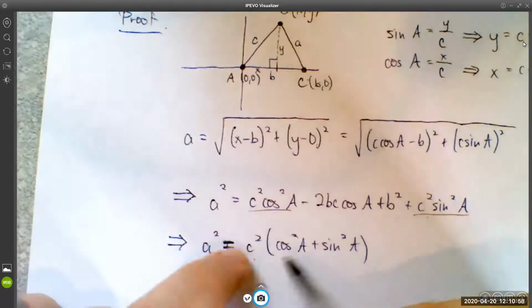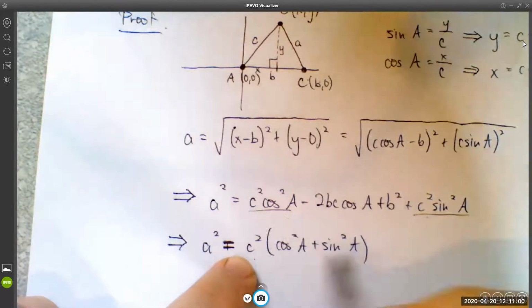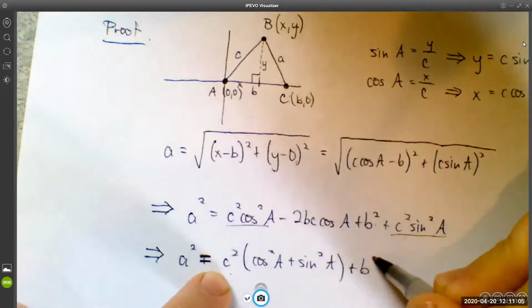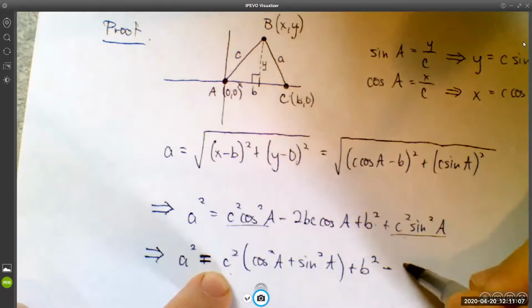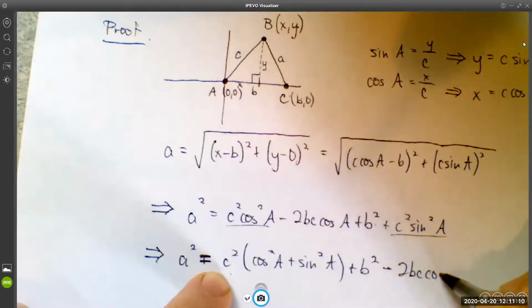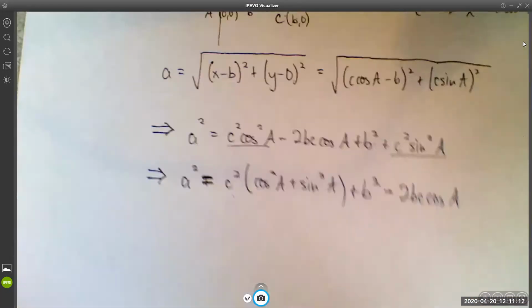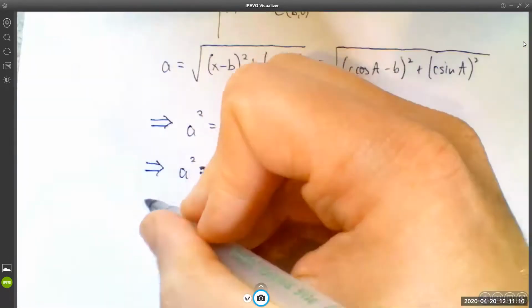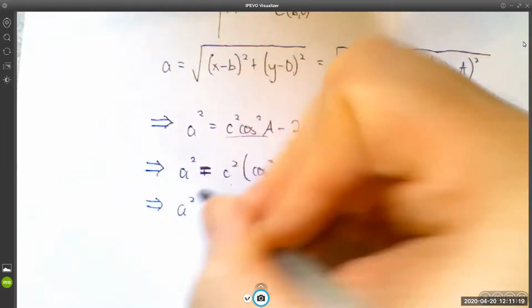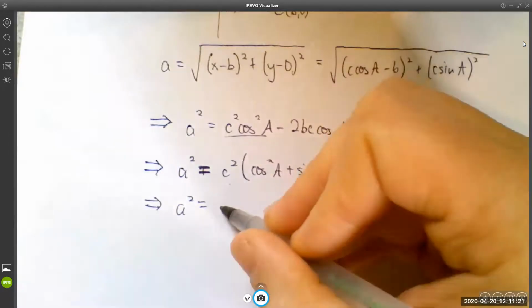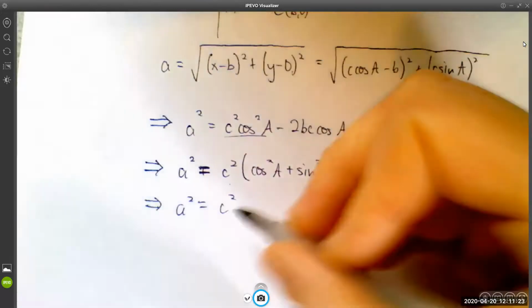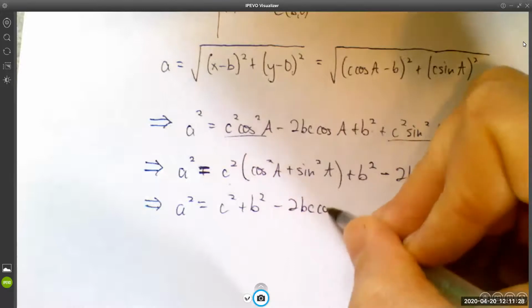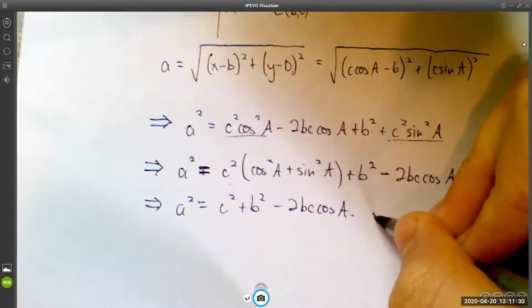So then I've got c squared times cosine squared A plus sine squared A. Then I'm going to bring this b squared closer to c squared, and then I'm going to leave the minus 2bc cosine A off to itself. This thing is just 1, Pythagorean identity, and I think we get the statement now, right? C squared times 1 is, of course, just c squared, right? We have a squared equals c squared plus b squared minus 2bc cosine A, sure enough, right?